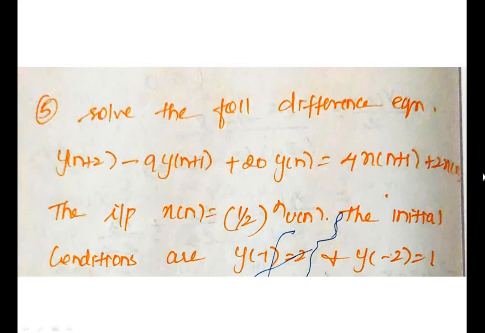I have another example for you. Solve the following difference equation: y of n plus 2 minus 9y of n plus 1 plus 20y of n equal to 4x of n plus 1 plus 2x of n. The input is x of n is equal to 1 by 2 power n u of n, and the initial conditions given are y of minus 1 is equal to 2 and y of minus 2 is equal to 1.